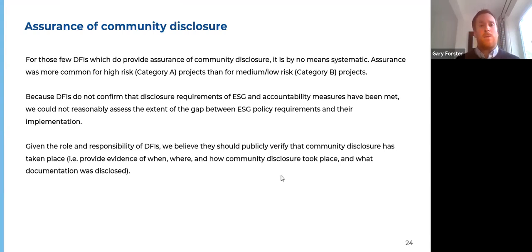Given the role and responsibility of DFIs, we believe they should publicly verify that community disclosure has taken place, i.e. provide evidence of when, where and how it took place and what documentation was disclosed. And of course, we'd like to think that this is information the DFIs should have anyway in order to meet their own internal systems and checks. So hopefully it wouldn't be too big a lift.